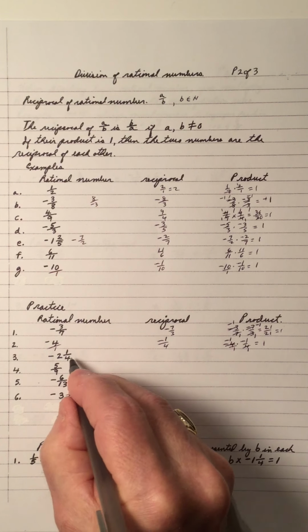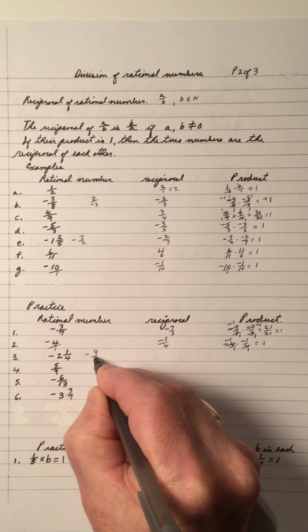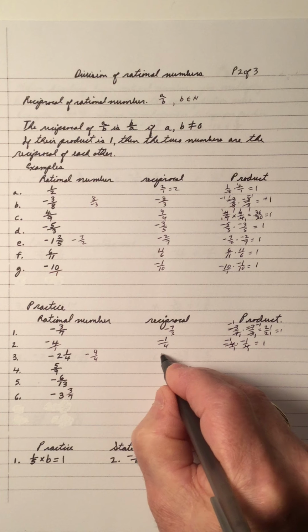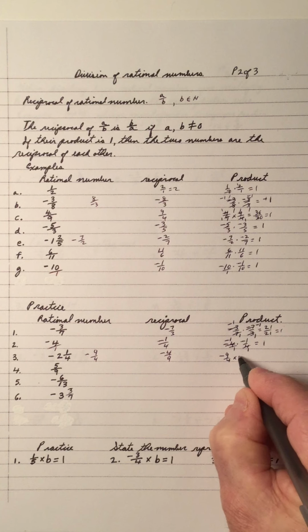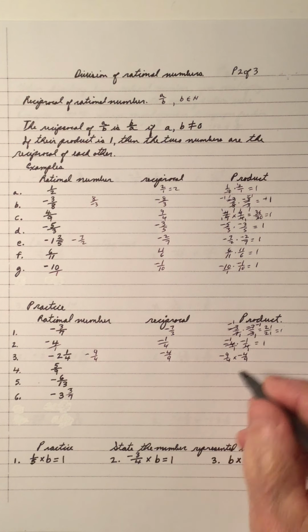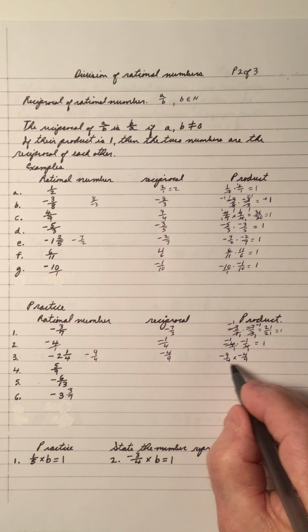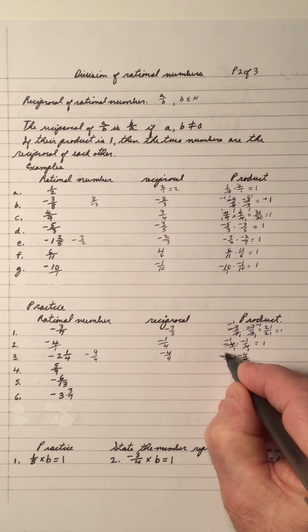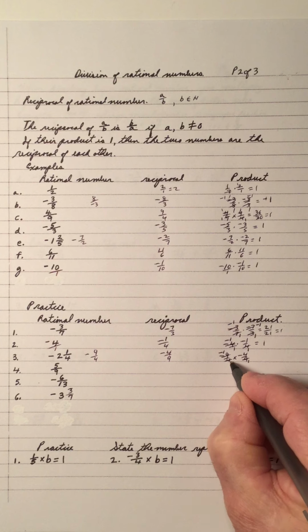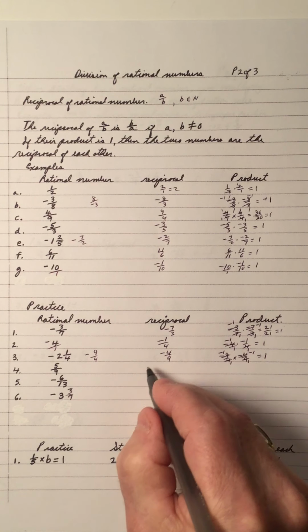Negative 2 1/4 is negative 8 plus 1, which is 9 over 4. So the reciprocal is negative 4 over 9. So negative 9 over 4 times negative 4 over 9, and again you get 36 over 36, which is 1. Or you can cancel. 9 into 9 goes once, 9 into negative 9 goes negative 1, 4 into 4 goes once, 4 into negative 4 goes negative 1. Negative times a negative is positive, so you get 1 over 1, which is 1.